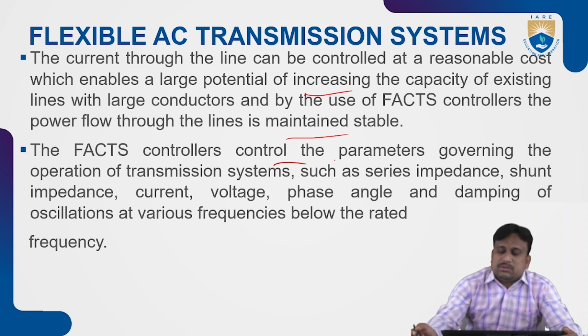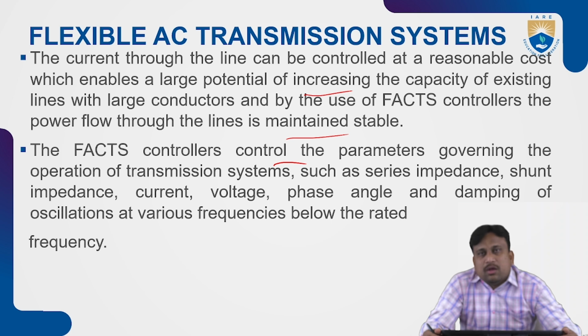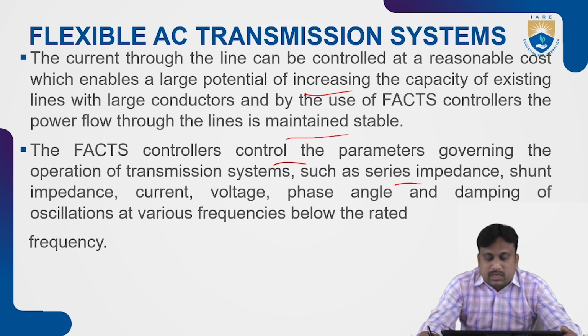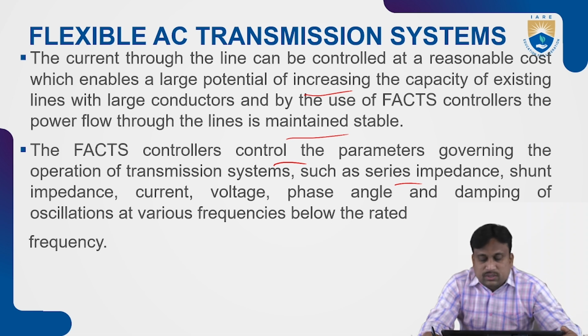FACTS controllers control the parameters governing the operation of the whole transmission network: series impedance, shunt impedance, current, voltage, phase angle, and damping of oscillations at various frequencies below the rated levels. All these are considerations for operating a suitable FACTS controller device. We should select impedance in series or parallel, or voltage and current devices, maintaining the phase angles, that is, suitable power factor ratings and suitable damping. If not, the system suffers from harmonic content. These are the issues we may face when connecting the circuits of the whole power system network.